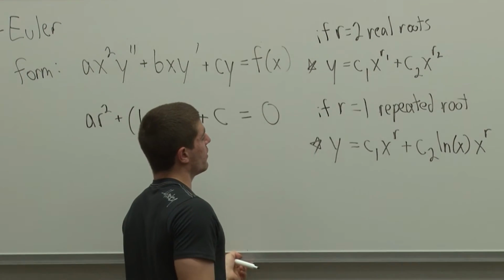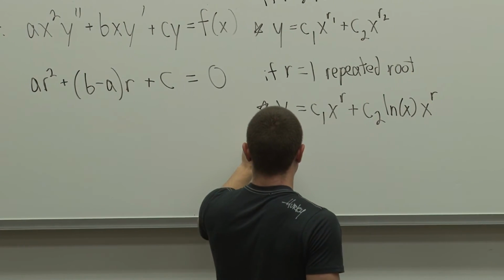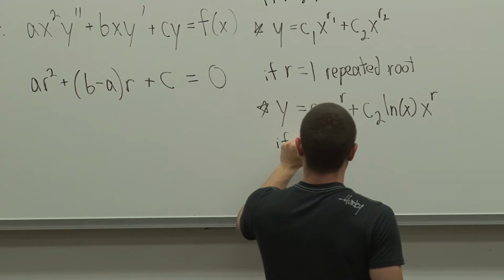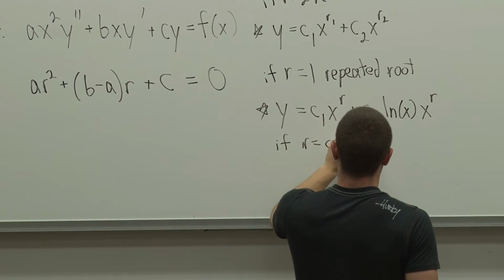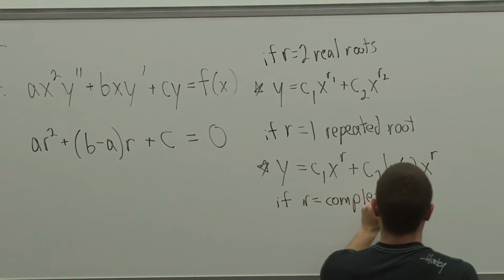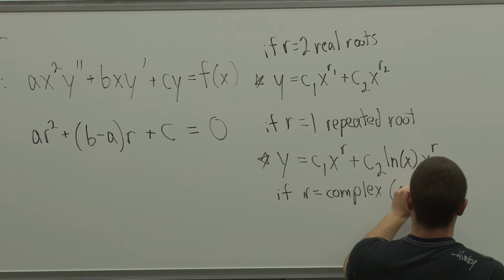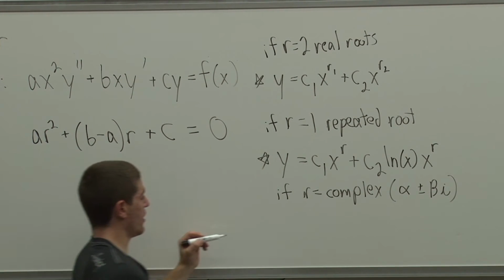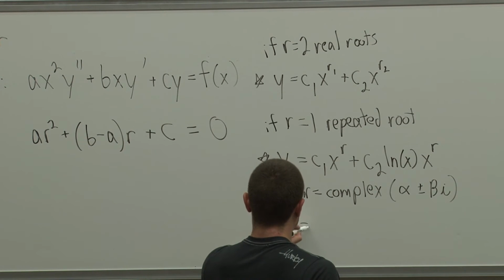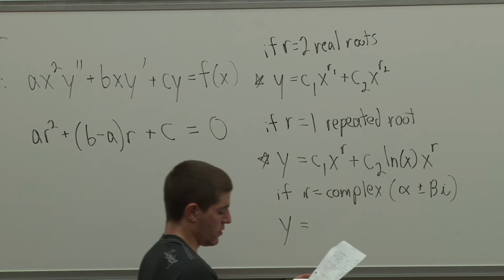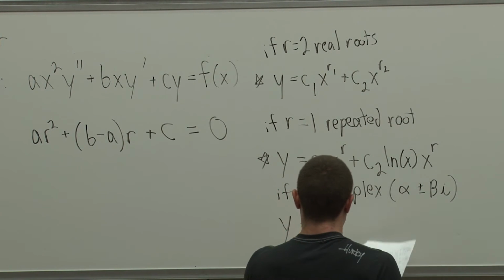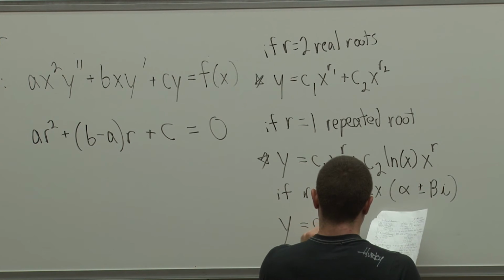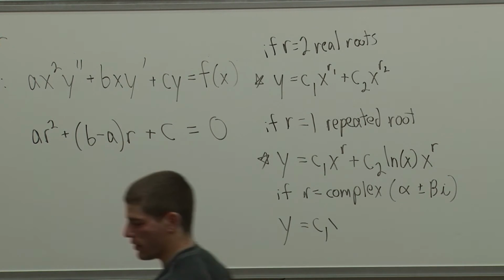And then our third case is if r equals complex, which is in the form of a plus or minus bi. You're going to end up with y equals c1, or I could just factor this. Hold on, I'll write it a little neater.